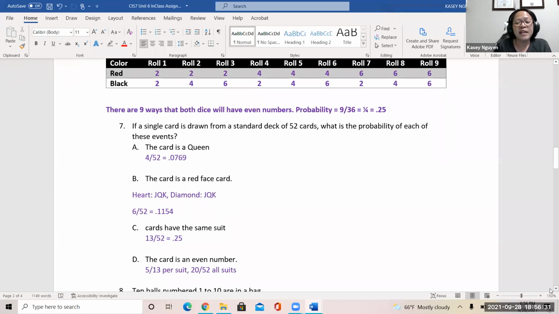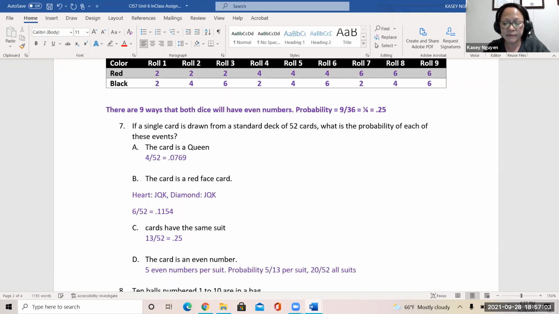For D, it asks you for an even number such as 2, 4, 6, 8, or 10. If you count that, 2, 4, 6, 8, 10, there are 5 even numbers in the suit. So that will be 5 out of 13 because there are 13 cards per suit. And if you're looking at even numbers for all suits, that will be 20 out of 52, because there are 4 suits. You take 5 times 4, and 13 times 4, which gives you 52.